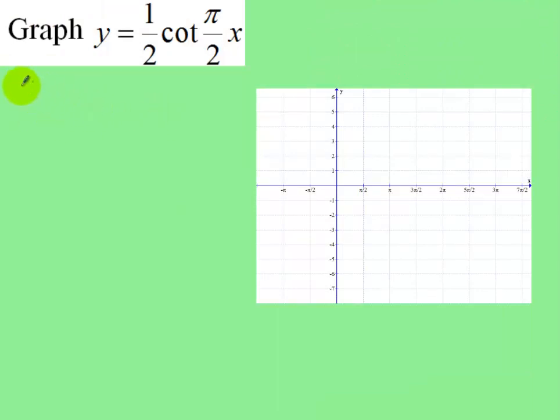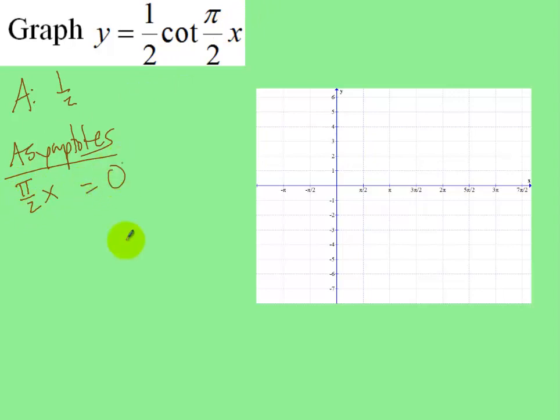So if I wanted to graph this, my amplitude here is 1/2, and then your asymptotes are going to be at bx plus c, so there's no plus c. So it's going to be pi over 2 x equals 0. And then pi over 2 x equals pi. So for the first one, this is going to happen when x equals 0. That's the first asymptote. And the second asymptote, multiply both sides of the equation by 2 over pi. And when you do that, these cancel and these pi's cancel, so it happens when x equals 2.